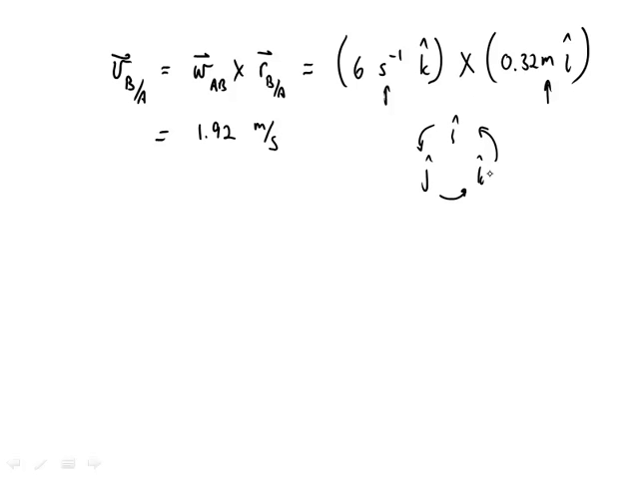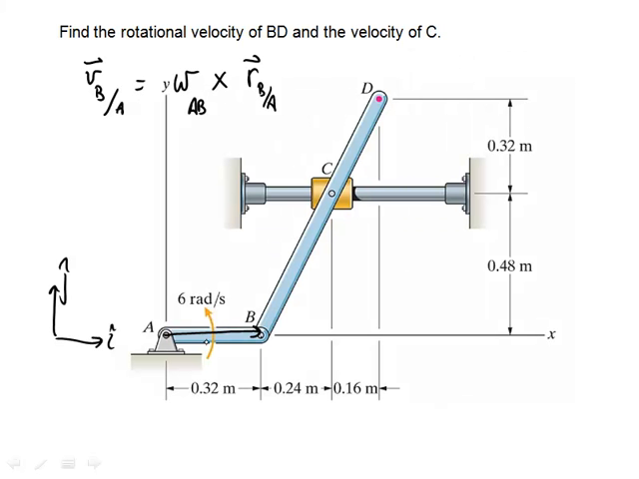And so k cross i yields j. And it's in the correct direction, so that's a positive j hat direction. So this would be 1.92 meters per second in the j hat direction. But we can see that makes a lot of sense. If this thing is rotating at 6 radians per second counterclockwise, while it's in this position, B is directly to the right of A, B must be moving straight up. So 1.92 meters per second in the j hat direction. That's the velocity of B with respect to A.